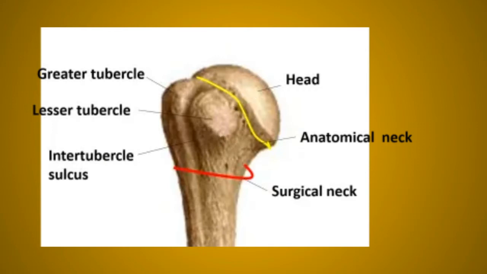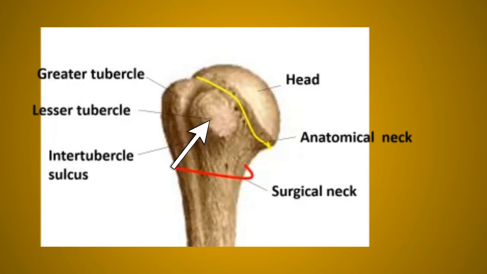Now next is the anatomical neck. As you can see, the yellow colored line here is the anatomical neck of the humerus bone. This line separates the head from the rest of the upper end of the humerus bone.